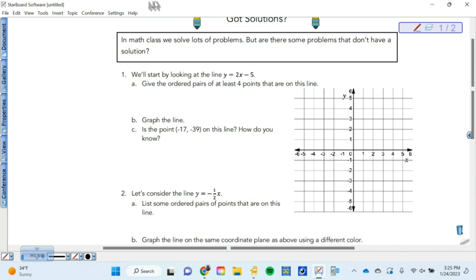Is the point negative 17, negative 39 on the line? Yes or no? And tell me why you think so. Okay. If you finish parts A, B, and C, then you can move on to number 2.